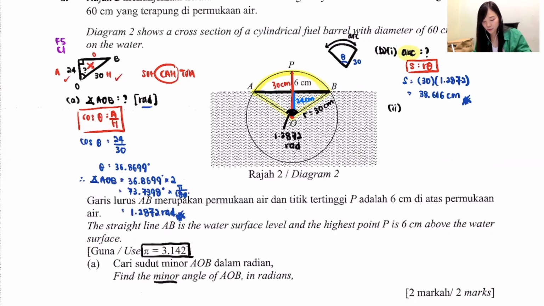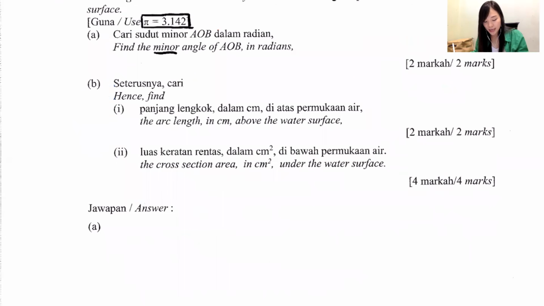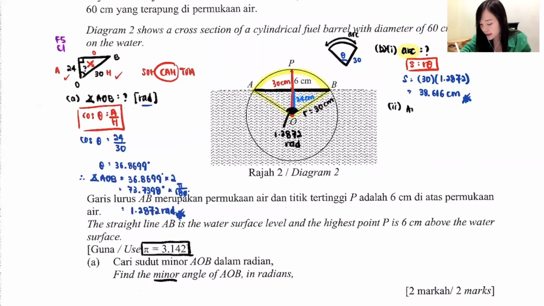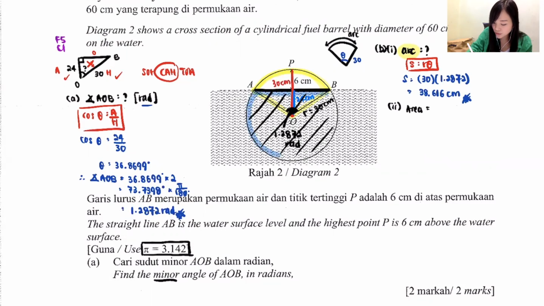Let's go on to B2. B2, they say what? Hence, find the cross-section area. Guys, they want to find the area under the water surface. Which part do they want to find? So the area under the water surface is the one that I shaded now. Can you see that? That is exactly the part under the water surface. Wait, I put color for you, so maybe you guys will understand it even better. So they're going to find the area for the blue color one.